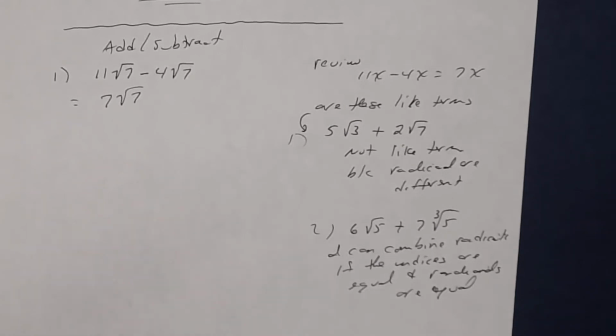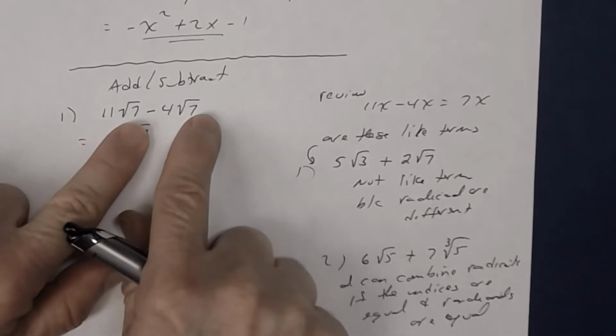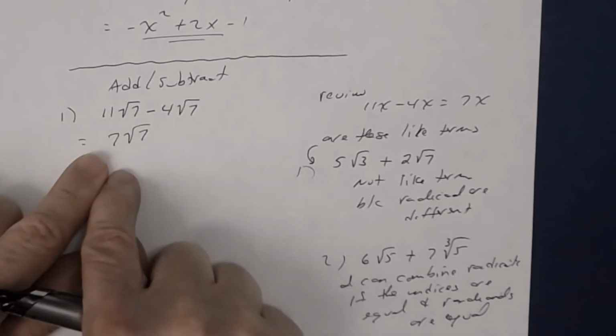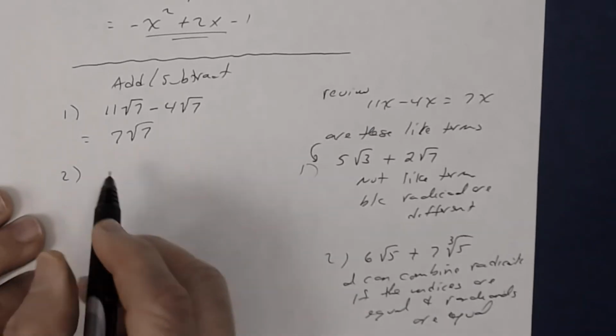So what's the index on both of these? 2, square root. What's the radicand? 7. So they're the same, right? So it's 11 square root of 7 minus 4 square root of 7. 7 square root of 7. Okay? Number 2, now be careful.